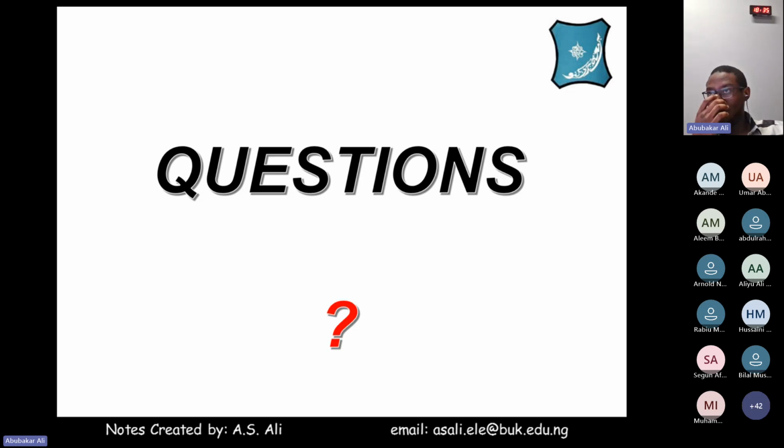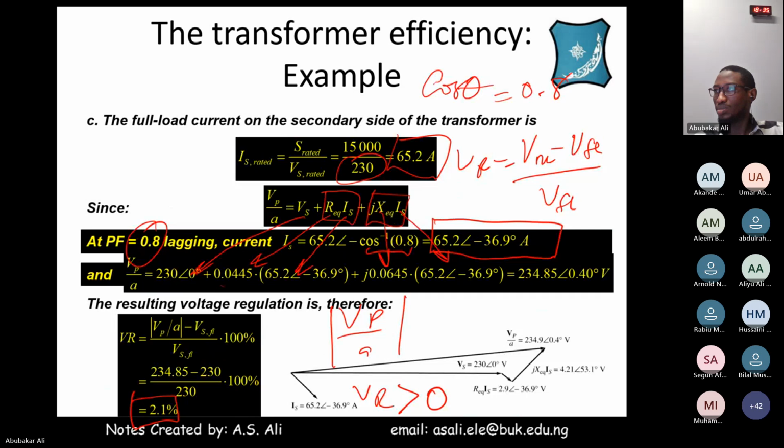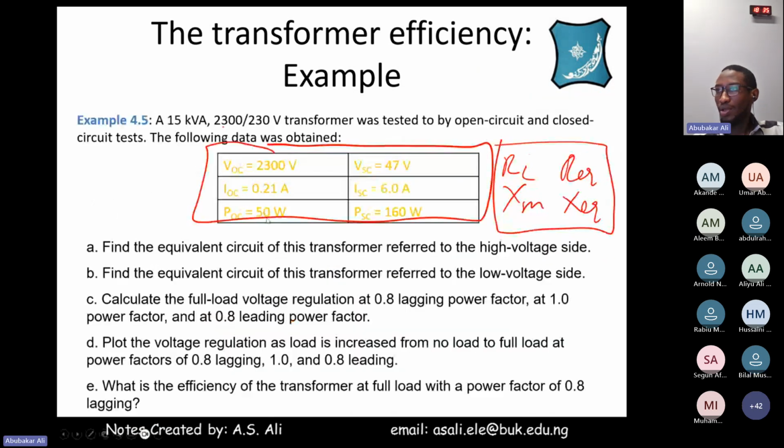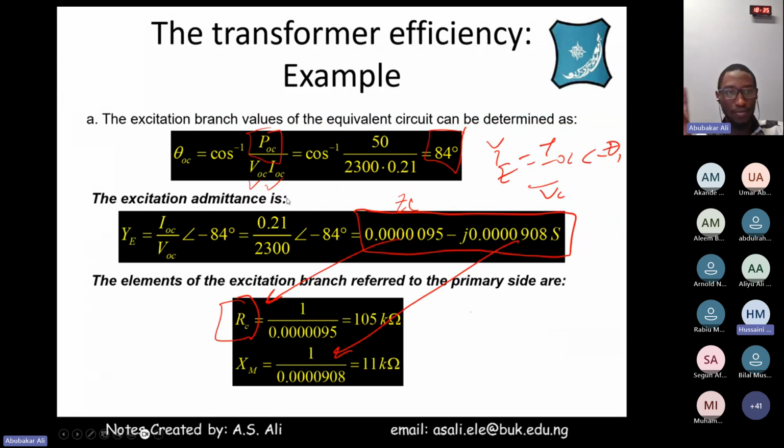So XM, we discussed this last class, right? How you get this? How do you conduct open circuit test and how do you conduct short circuit test so that you end up with these values, right? We did this last class. And when you get these values, you can use them to determine the values of the components, RC, XM, R equivalent, and X equivalent. We did this in the last class. Okay? So how do you do it?